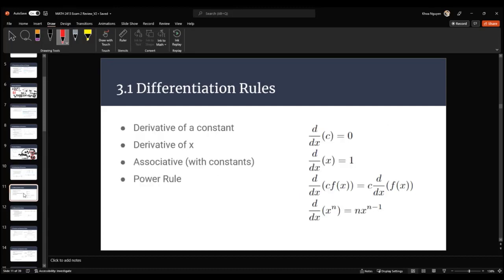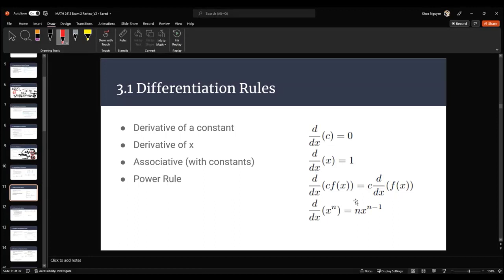So these are also some differentiation rules that you can use. Derivative of a constant is 0. Derivative of x is 1. For the derivative of c times any function, you can take out that c and then take the derivative of the function. And the derivative of x to the n is nx to the n minus 1. So you just subtract 1 from the power. And you can notice if you set n equal to 1, you have 1 times x to the 0, which is just 1. And that's actually this property over here.